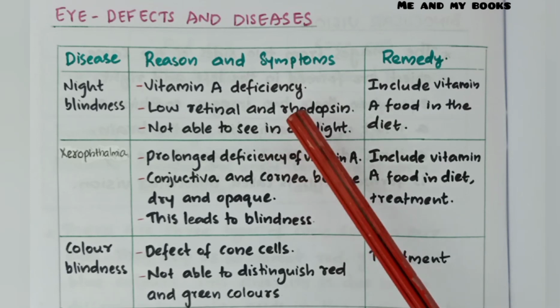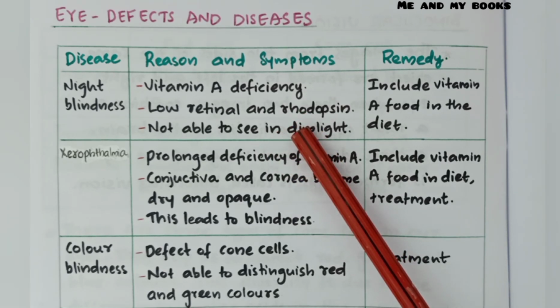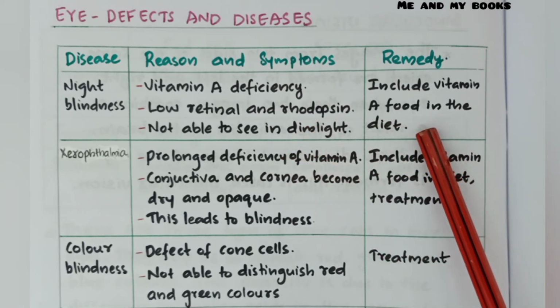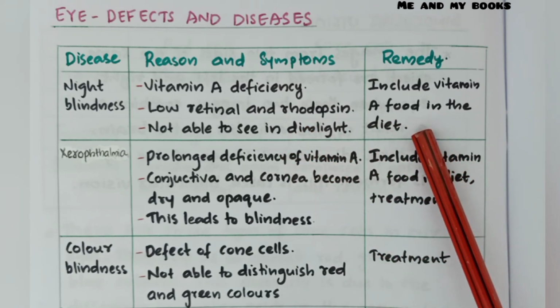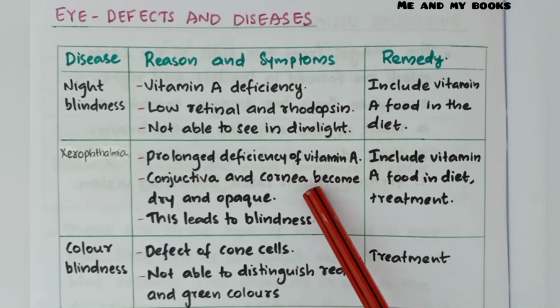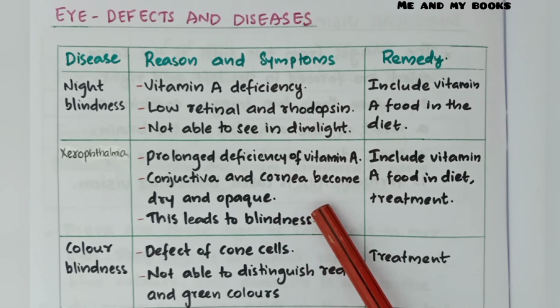As this is because of vitamin A deficiency, what is the remedy? How can we treat night blindness? Include vitamin A food in the diet. That is important. And next one, xerophthalmia, prolonged deficiency of vitamin A. As a result, what happens to conjunctiva and cornea? It becomes dry and opaque. This leads to blindness. And the remedy is including vitamin A food in diet, and also treatment is necessary.